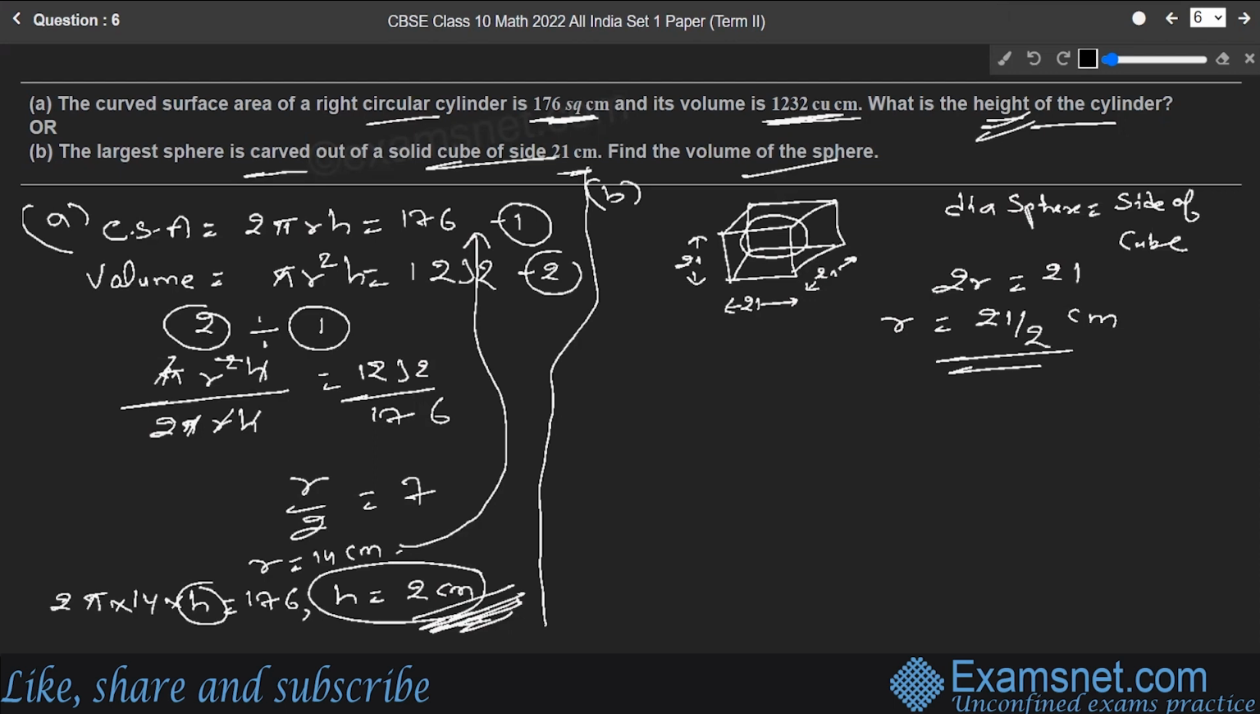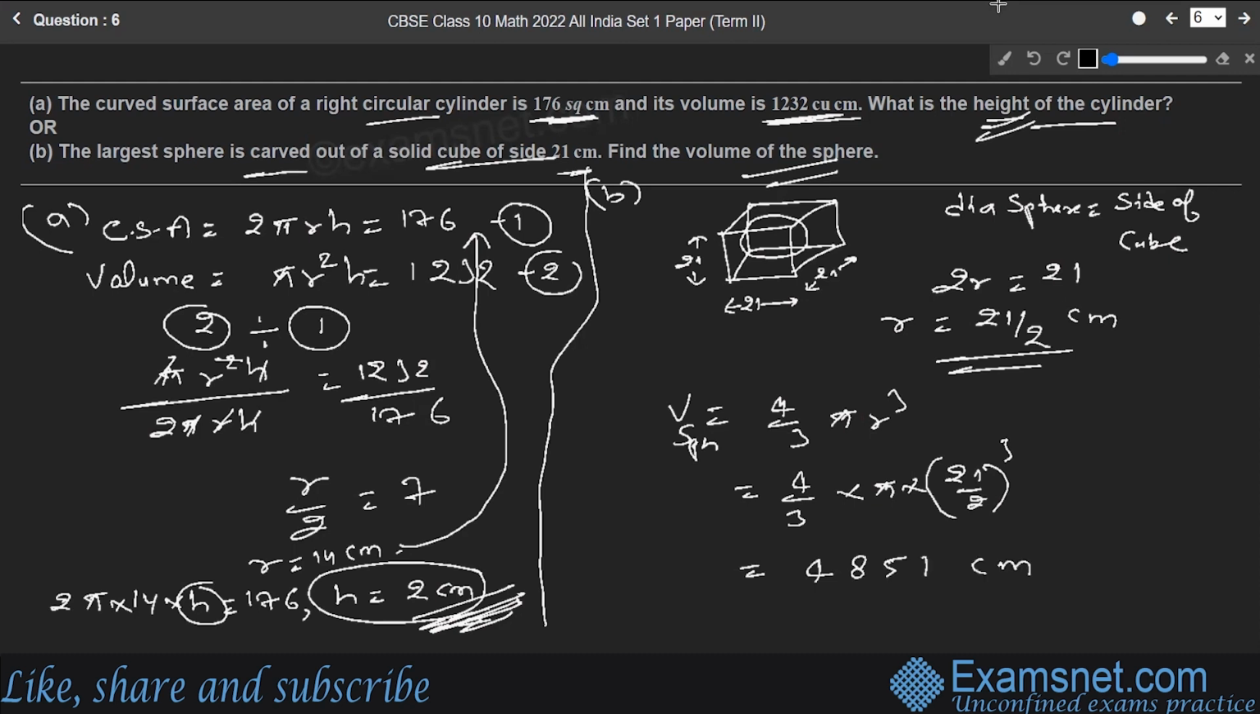They are asking us to calculate the volume of the sphere. So the sphere's volume formula is 4 by 3 pi r cube. Let us put the r value here. So it's going to be 4 by 3 into pi into 21 by 2 whole cube. If you solve this further, you're going to get the volume as 4851 centimeter cube. That is the final volume of the sphere, and that is the answer.